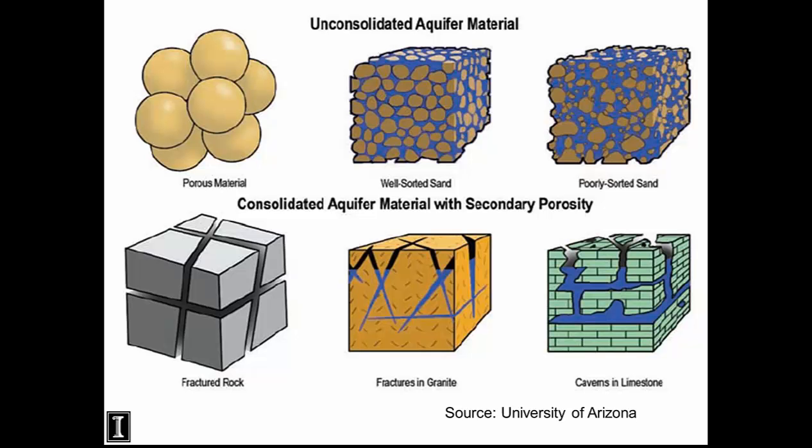And so in unconsolidated material, the water travels between the grains, and that's where it exists in that pore space. In consolidated materials, most of those don't hold much water in the actual matrix of the rock itself. It's all in the fractures that are there. So you can see from this diagram, fractured limestone.